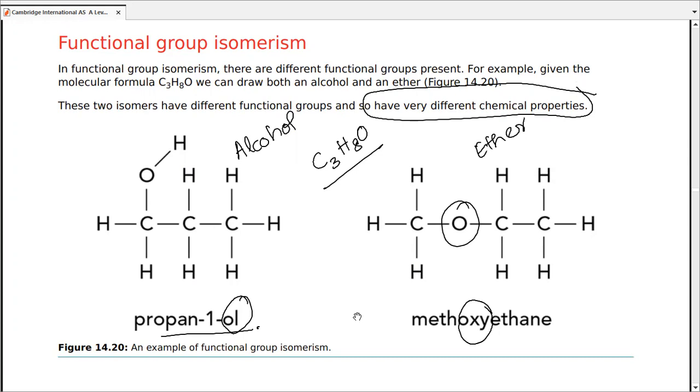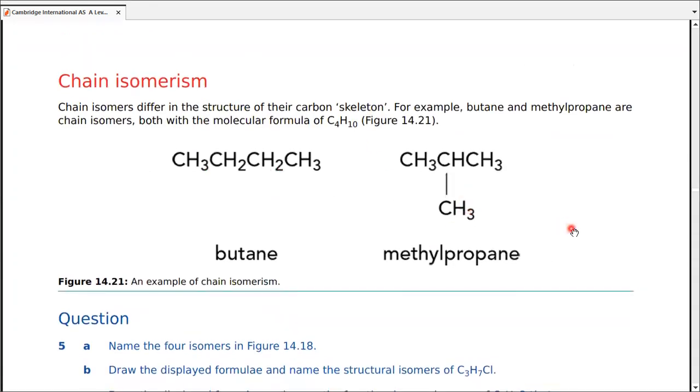All right, moving on. Chain isomerism. In chain isomerism, the structure of the carbon skeleton is different. Okay, so for example, we're talking about this one. In this case, one of them is a straight chain, one of them is a branched chain. So the name would be different. Also, in this case, sometimes the name completely changes. All right? Chain isomerism.